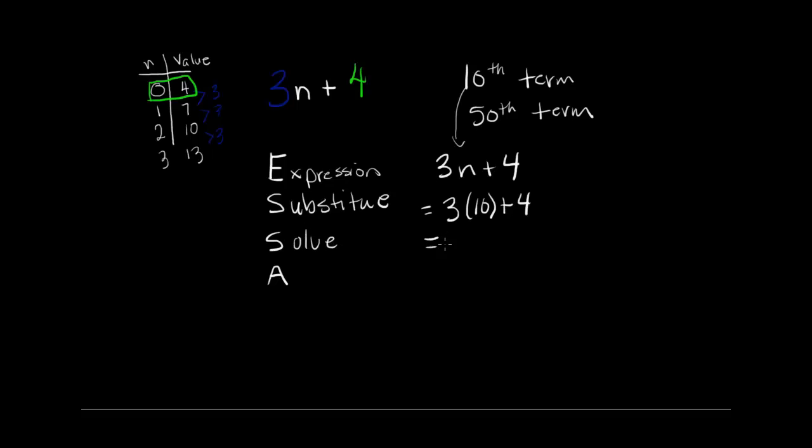Okay, so we're going to solve each part. So I have to do the multiplication first. So I end up with 30 plus 4. And then the last one is answer. So we end up with the answer. So 30 plus 4 is 34. Therefore, the 10th term in this sequence with this pattern would be 34.